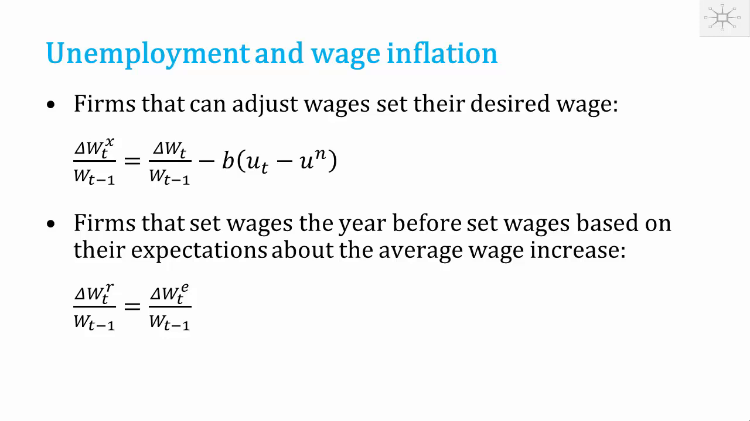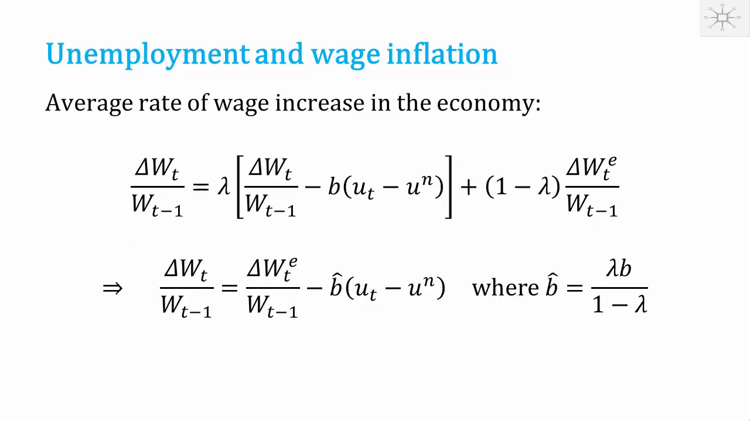So what about the firms that set the wages the year before? Well, we will assume that they set their wage based on expectations about the average wage increase. So they just look ahead and say, we think that next year wages will increase 4%. Well, then we set a 4% wage increase. And in the book, there is an argument for why this is reasonable, so it's not picked out of the air.